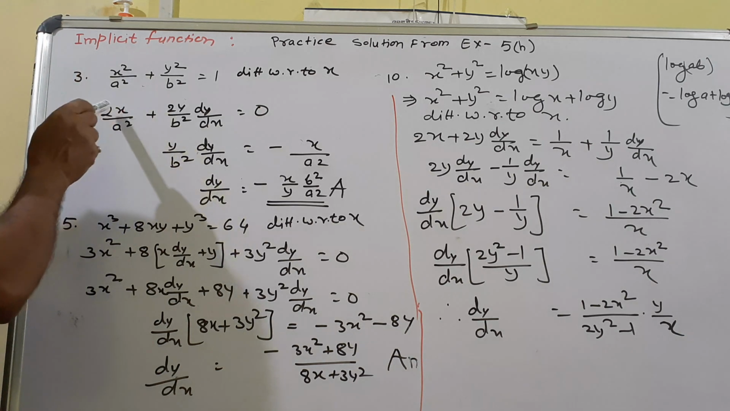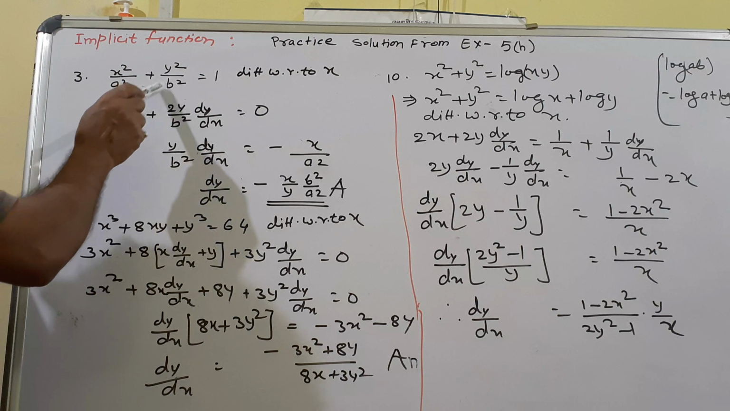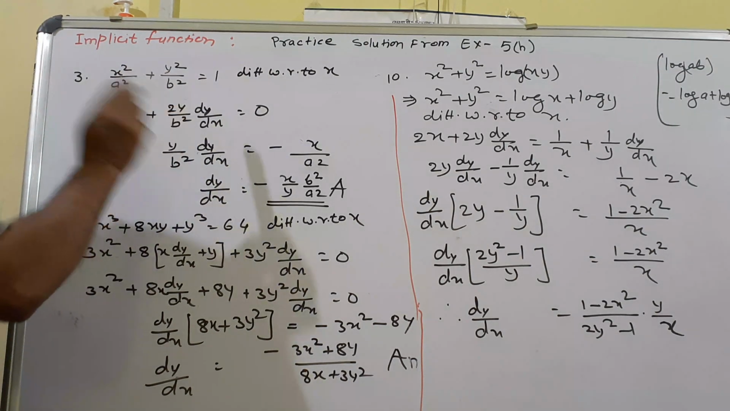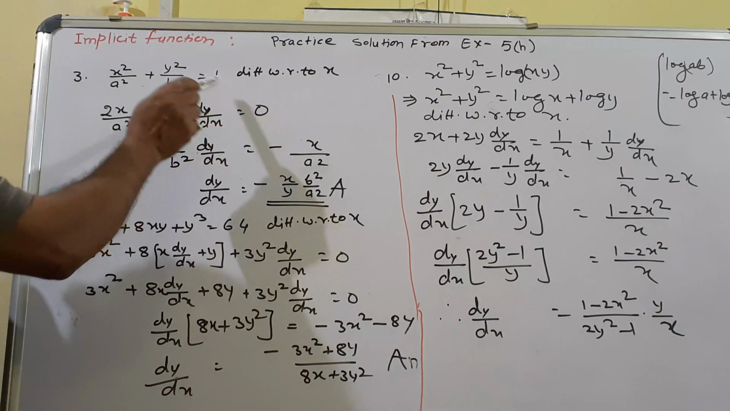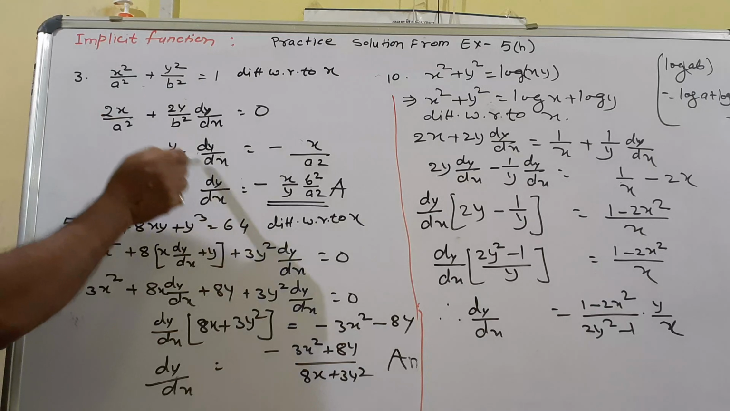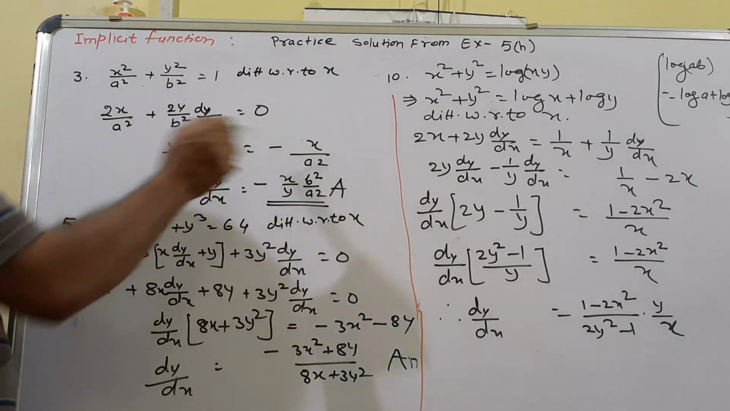So x squared became 2x divided by a squared, plus 2y dy by dx divided by b squared is equal to 0, because the derivative of a constant term is 0. So dy by dx we have to make the subject. Keep one side, and the others you can take to the other side.